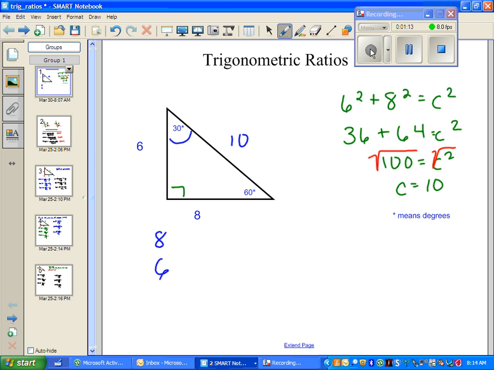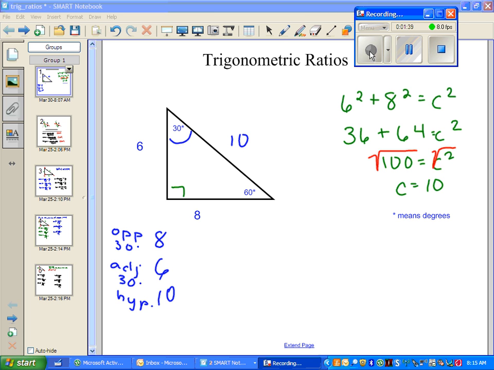What's the length of the hypotenuse? 10 is the length of the hypotenuse. So I could say that 8 is the side opposite 30 degrees. I could say that 6 is the side adjacent to 30 degrees. And I could say that 10 is the hypotenuse.